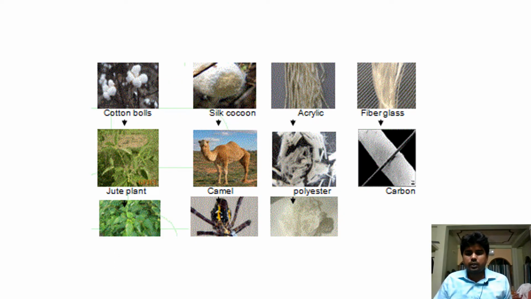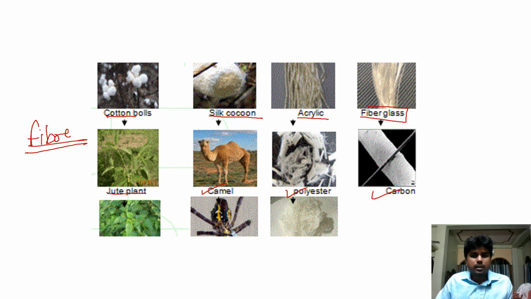So students, fibers can be made from different things like cotton balls, silk cocoon, acrylic and fiberglass. And some other plants like the jute plant are there. We can also obtain fabric from camel, polyester, carbon. So these are the substances through which we can make fiber.